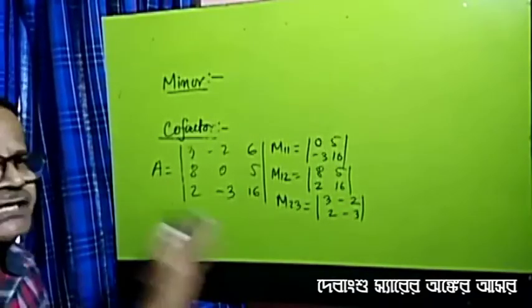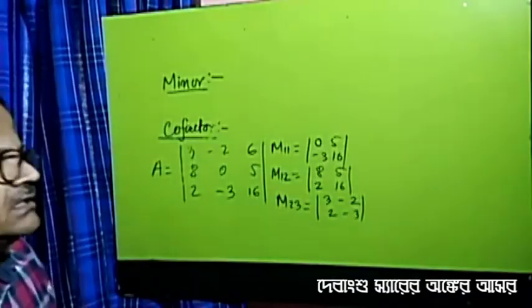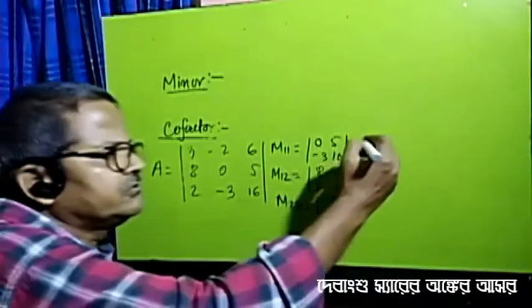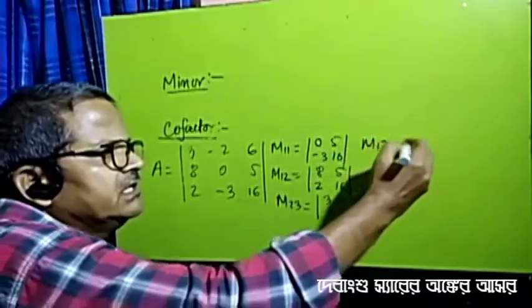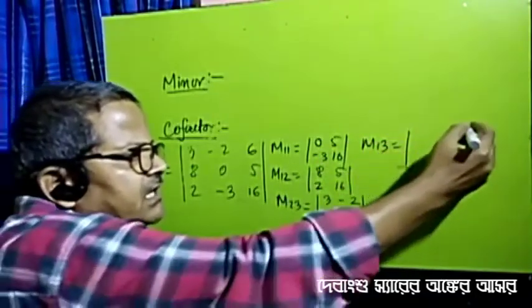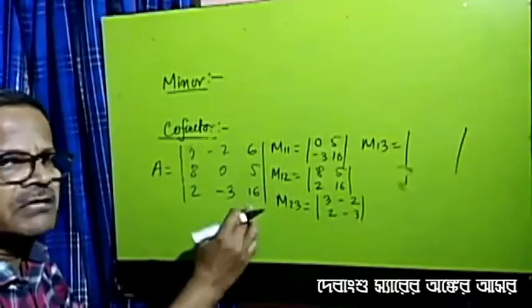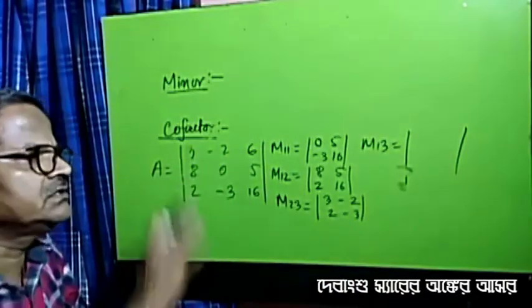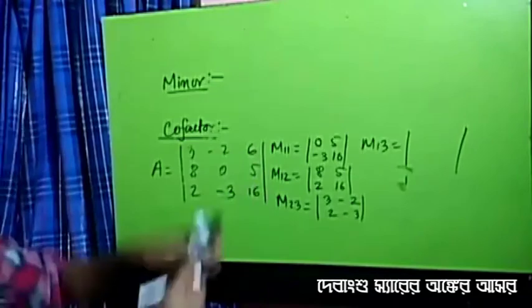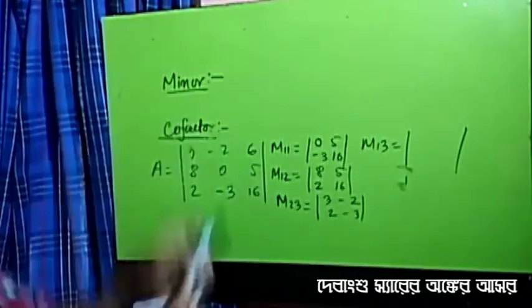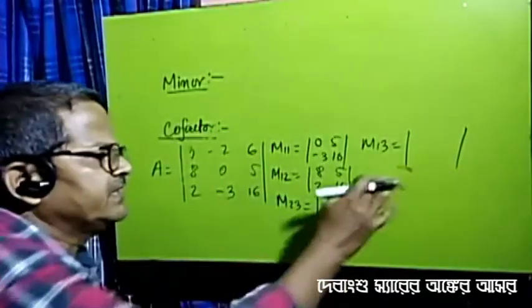Likewise, you can write all the minors. That is M11, M12, M13. That is first row and third column. After a few sums, you don't need to cover the row and columns. You will easily find the values.